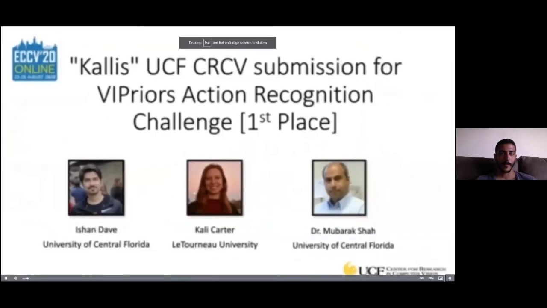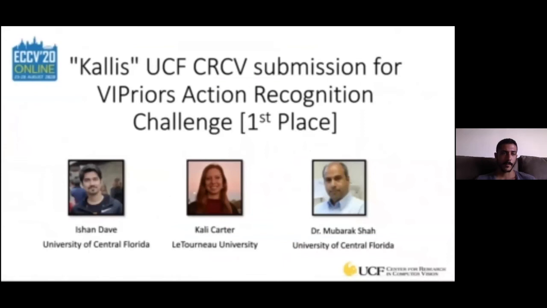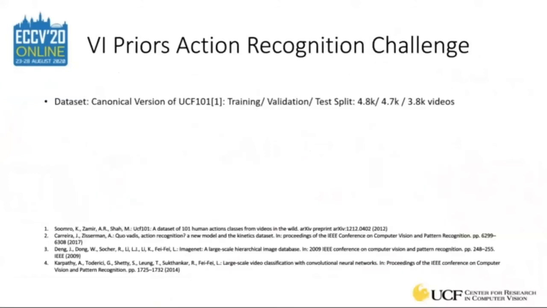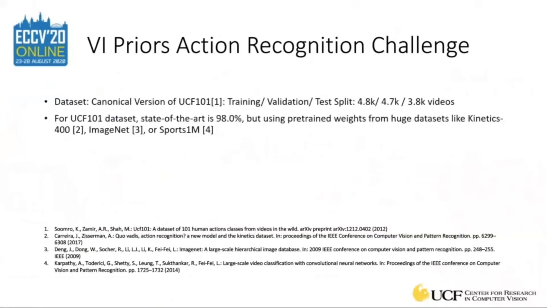Hi, I'm Ishan. Here I'm presenting Kalis, our winning submission to VI Prior Action Recognition Challenge. This work was done with Kelly Carter and Dr. Mubarak Shah. For the challenge, the dataset used was canonical version of UCF 101, which has around 13,000 videos. So for UCF 101, state of the art is 98%, but it's using pre-trained weights from huge datasets like Kinetics, ImageNet, or Sports 1 Million. So for this competition, no pre-trained weights were allowed.